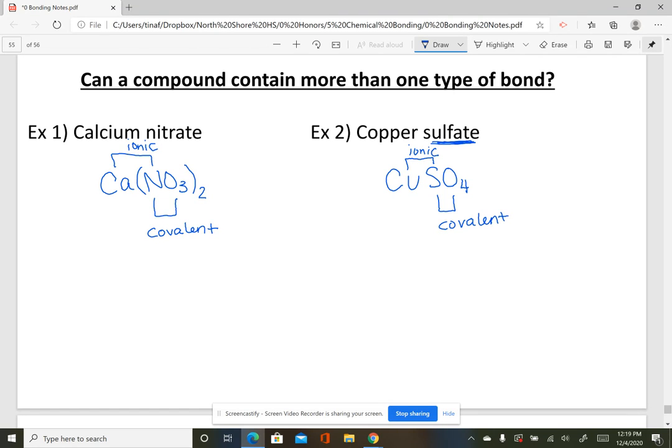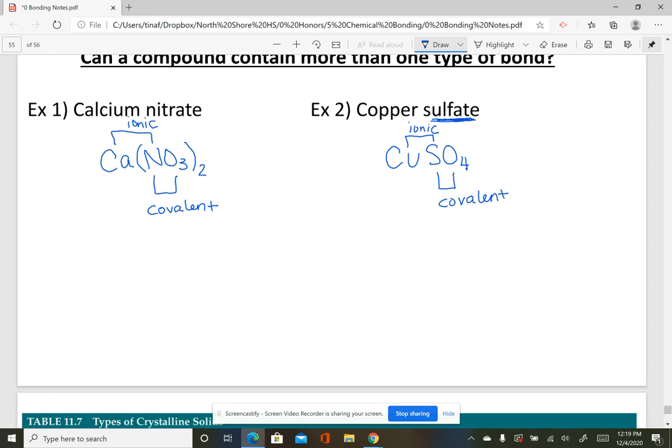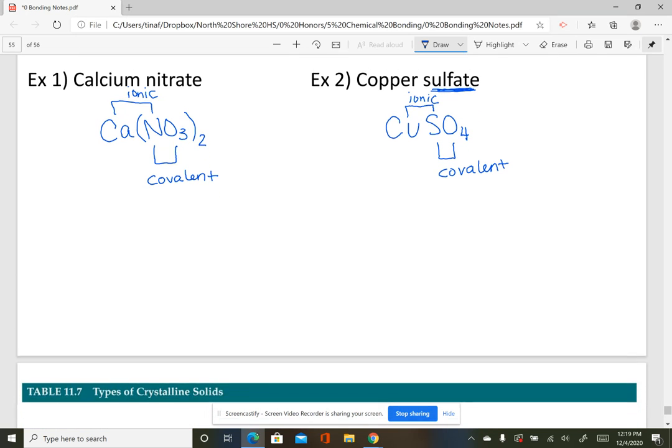So that's just something, you're never going to have to draw one of these, but you have to be able to recognize if a compound is complicated enough to have more than one type of bond in it. You want to look for at least 3 capital letters. If you only have 2, then there's only room for one kind of bond.